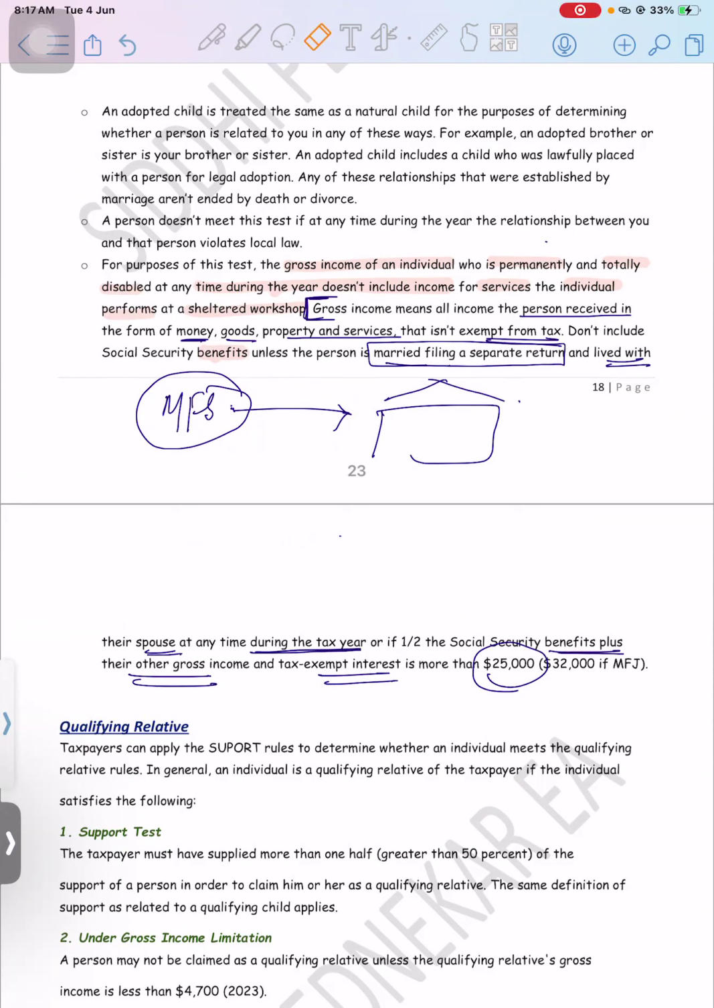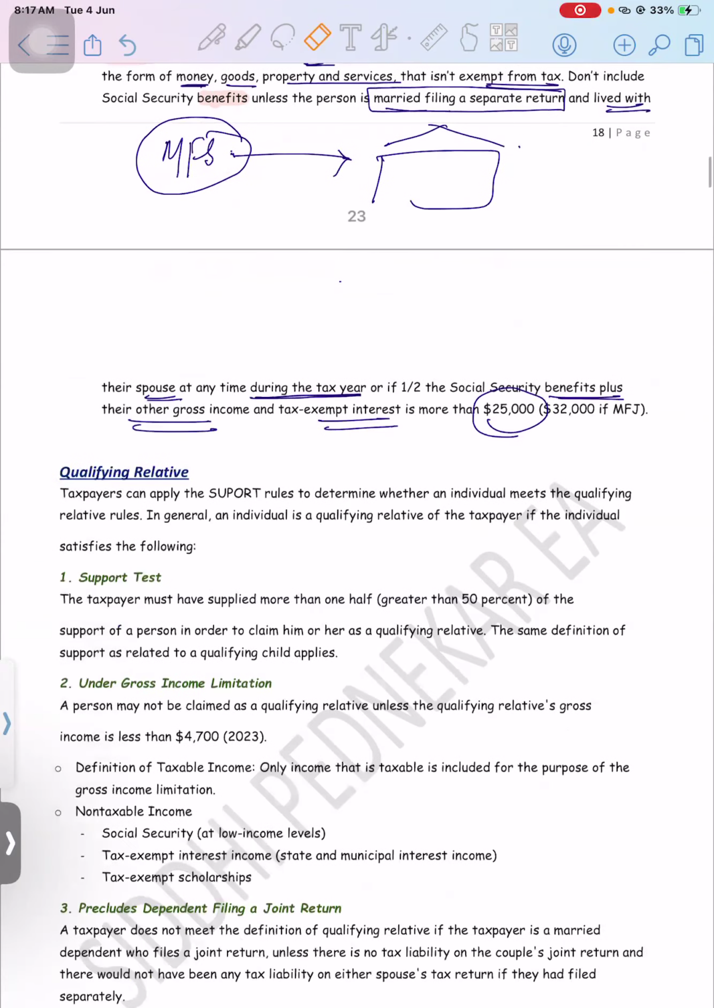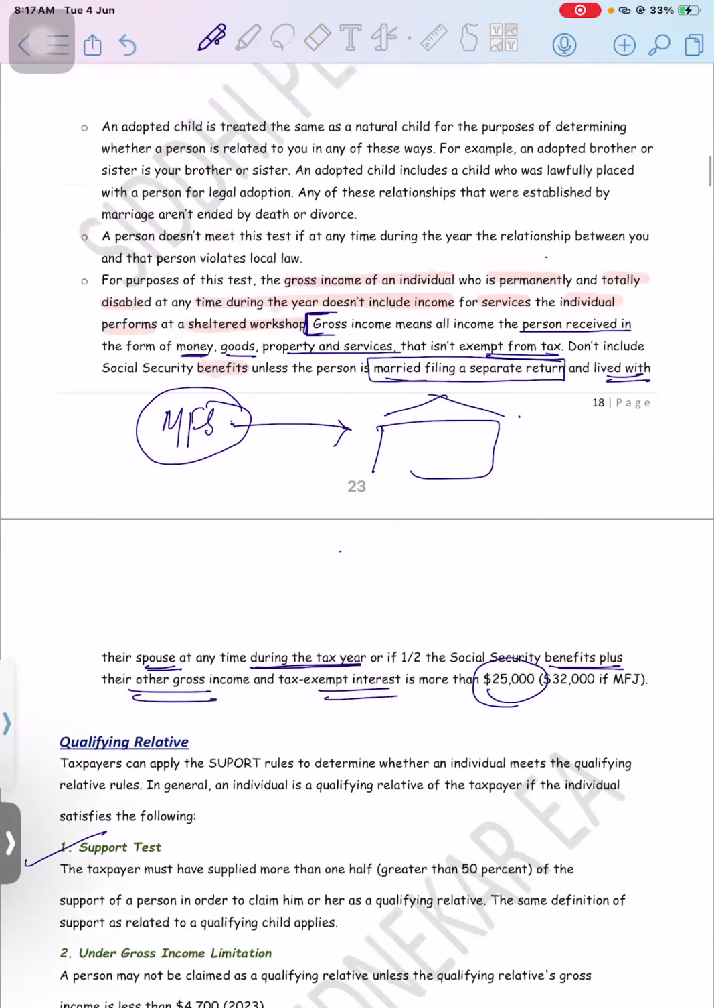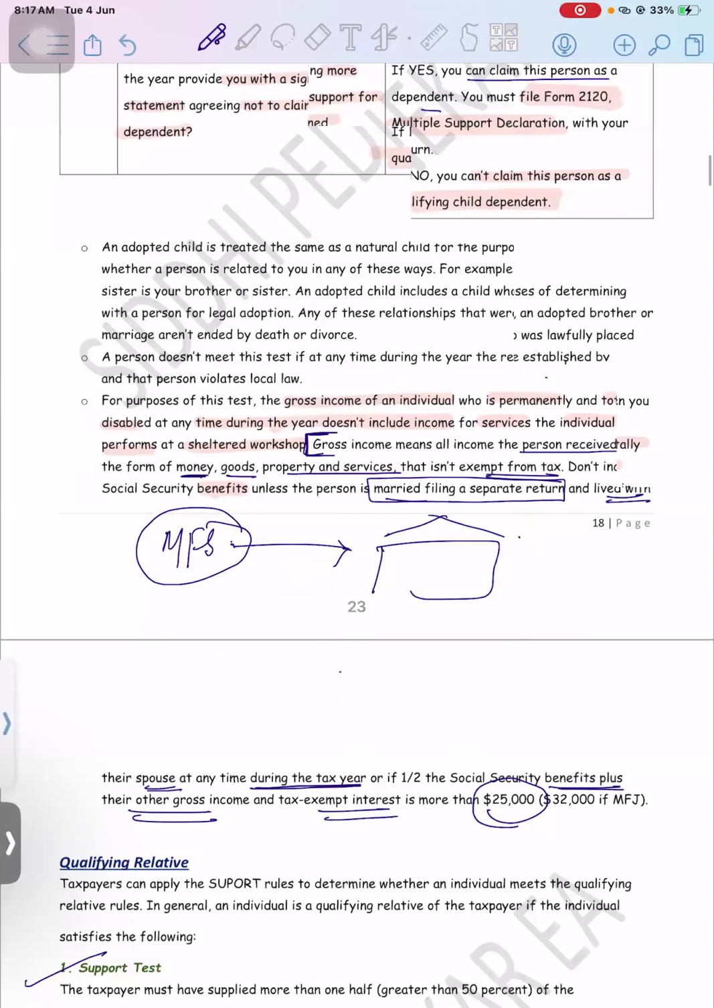Just remember your income will include each and everything except for social security benefit. Got it, guys? Please remember this. Now, the qualifying relative support test is mentioned in a very short manner there, in a stepwise manner. Here, you can understand the theory.